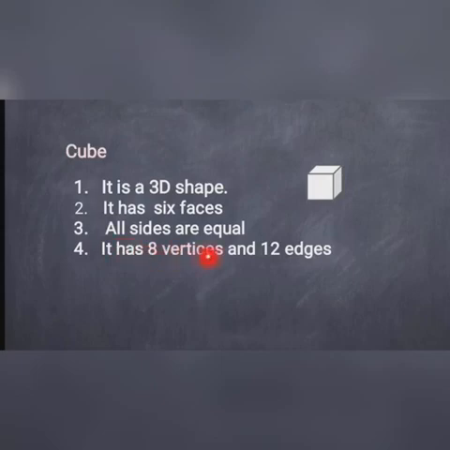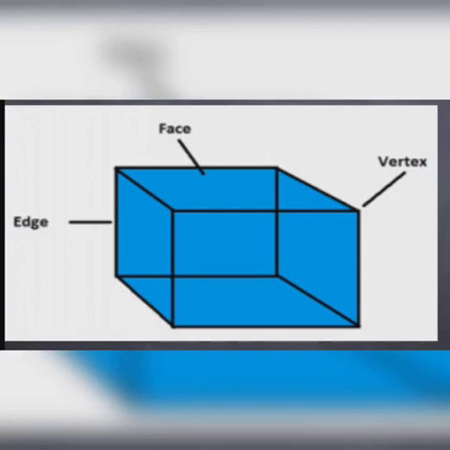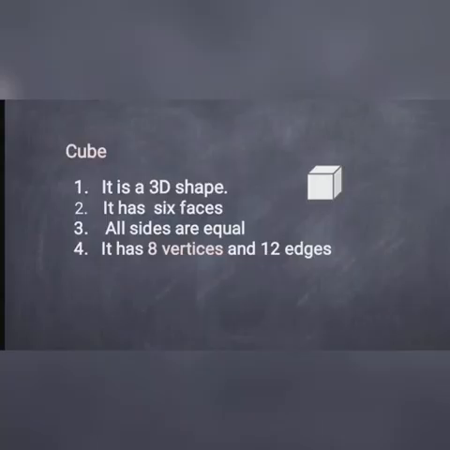It has 8 vertices and 12 edges. First, what is the meaning of vertices? The line joining point is called a vertex, or vertices. Totally how many vertices are there? 1, 2, 3, 4, 5, 6, 7 and 8. So totally 8 vertices are there and 12 edges.